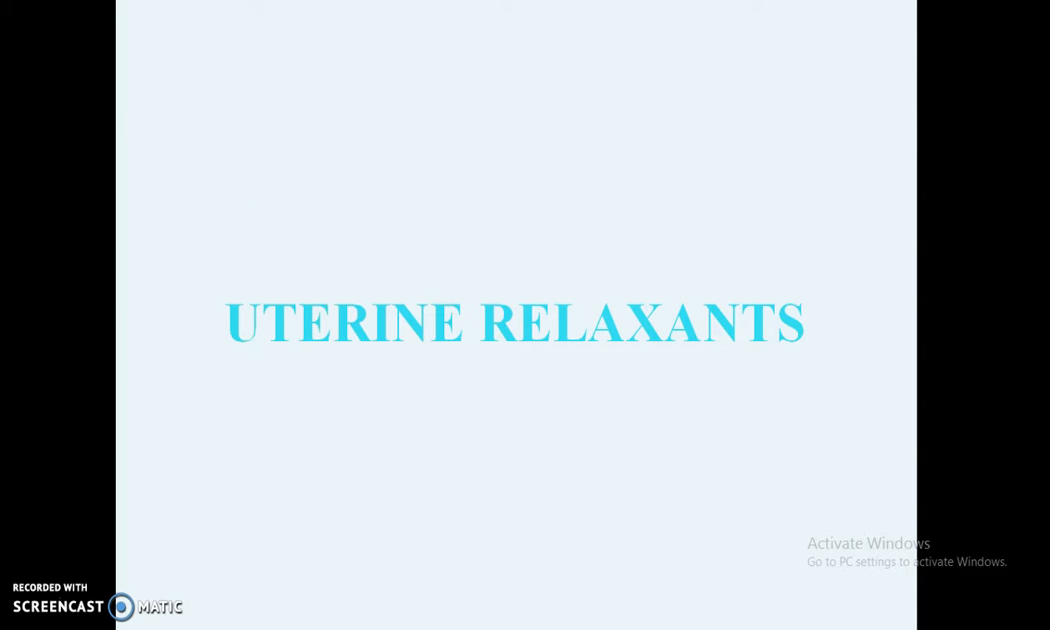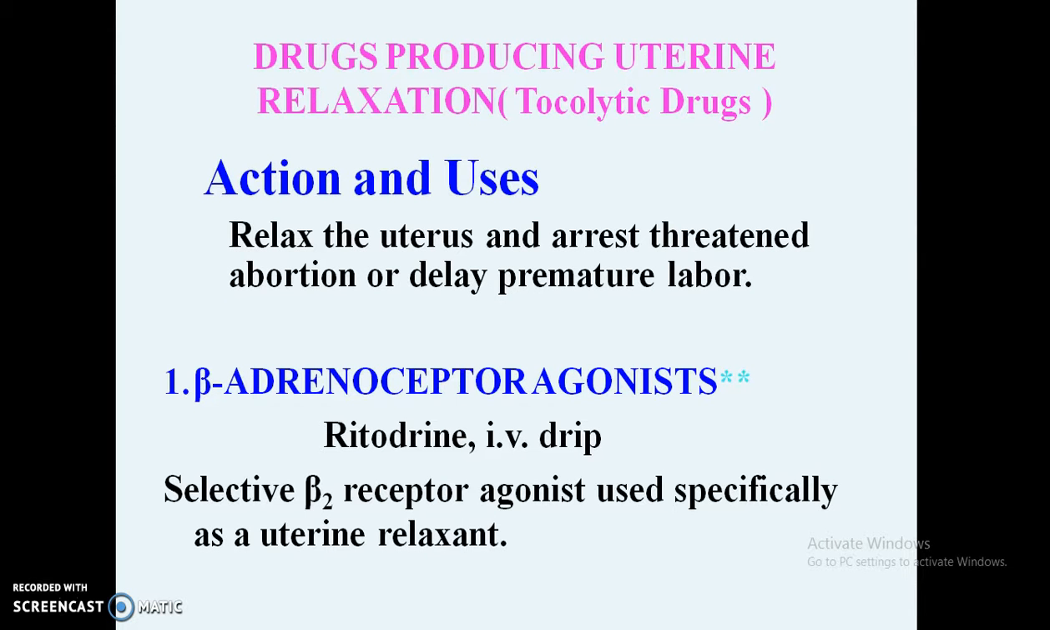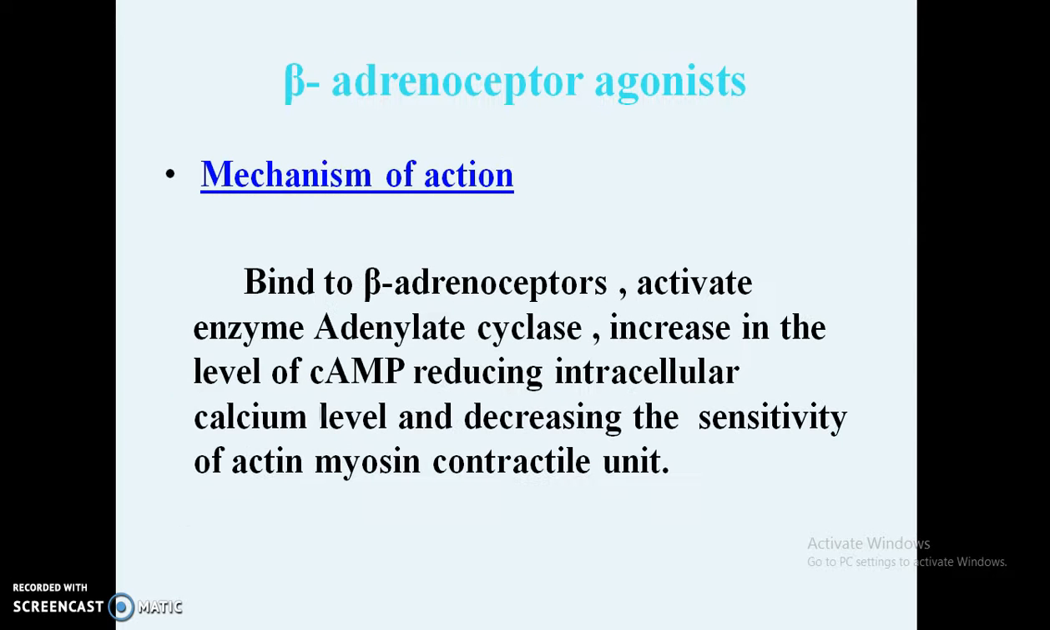Coming to the uterine relaxants, they are also called tocolytics, and the action is that they relax the uterus and arrest threatened abortions or delay premature labor. The classification includes beta adrenoreceptor agonists, an example is ritodrine, an IV drug, and there are selective beta 2 receptor agonists, which are used specifically as uterine relaxants.